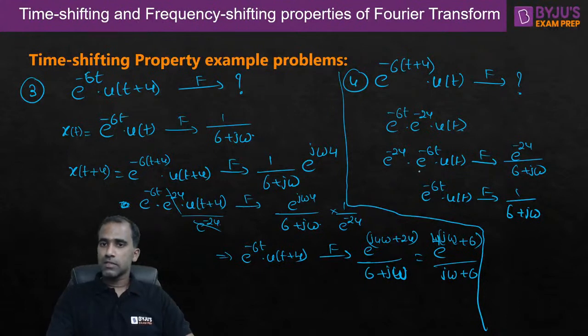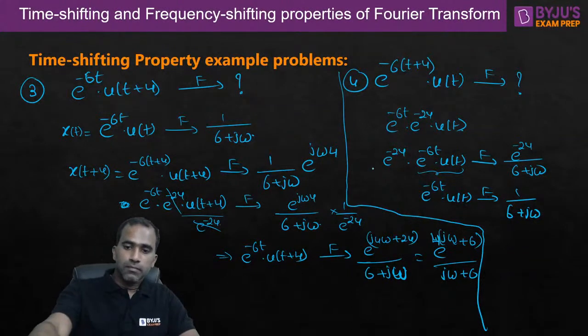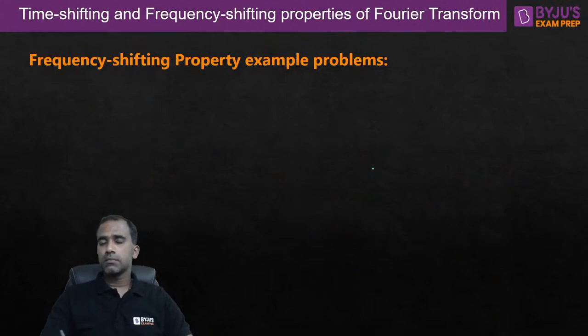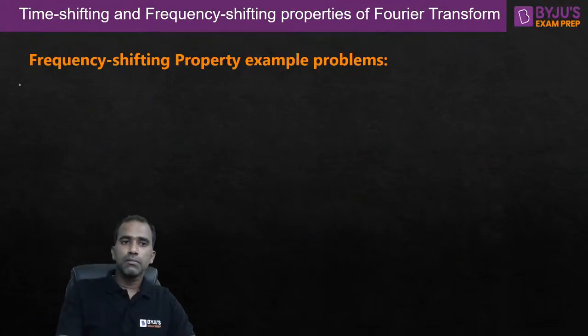Okay, this is a known function for which we can find the Fourier transform. And if you know the Fourier transform of any signal, then we can find the Fourier transform of that signal multiplied with any constant using the linearity property. Okay, I hope it is clear till this point. Fine. So let's move on to the next one. Let's see some examples on the frequency shifting property.